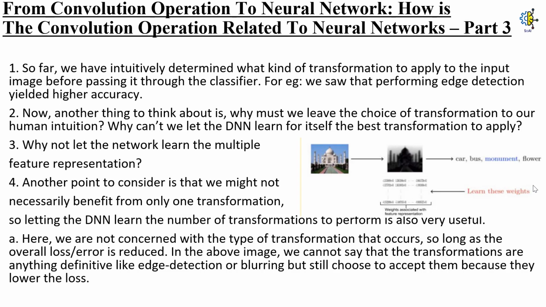Another point to consider is that we might not necessarily benefit from only one transformation. So letting the DNN learn the number of transformations to perform is also very useful. Here, we are not concerned with the type of transformation that occurs, so long as the overall loss or error is reduced. In the above image, we cannot say that the transformations are anything definitive like edge detection or blurring, but we still choose to accept them because they lower the loss.